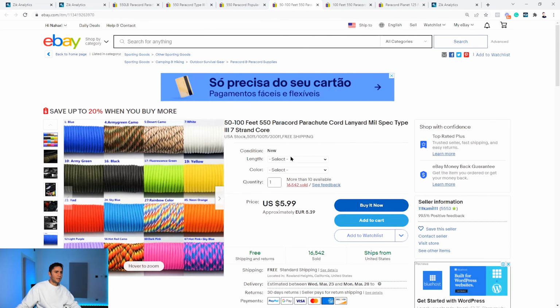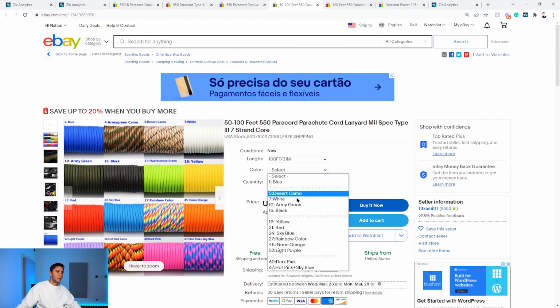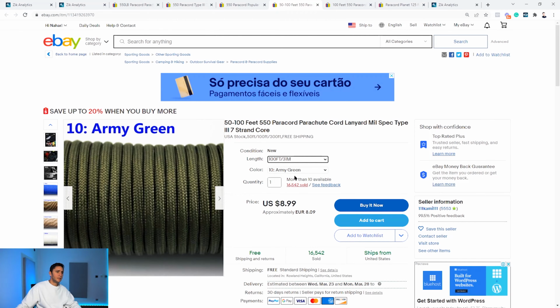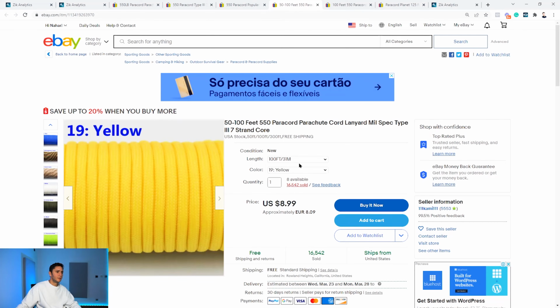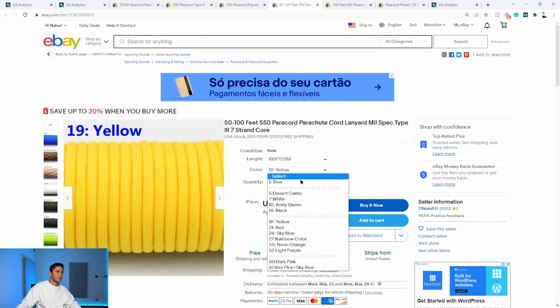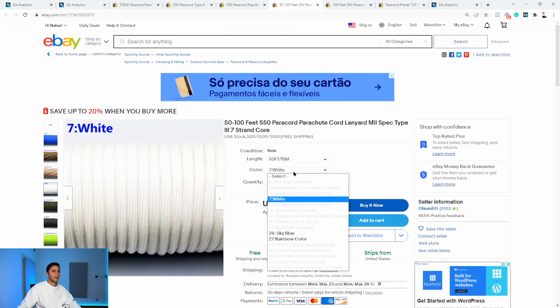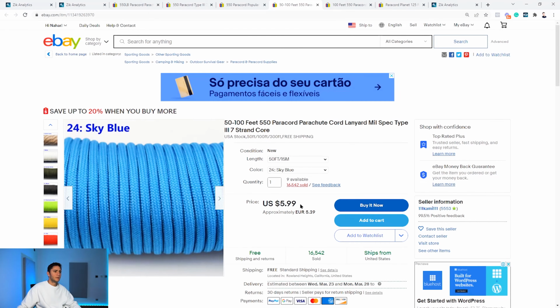Now here we see another type. This is another seller. Again, here he put 50 feet and 15 meter and different colors. And we can see here, oh, he has only the 100 feet left. Oh, it depends on the color maybe. Let's see what he has. Okay, so here he sells the 50 feet for $5.99, okay? For example, so he's also cheaper than the other guy.